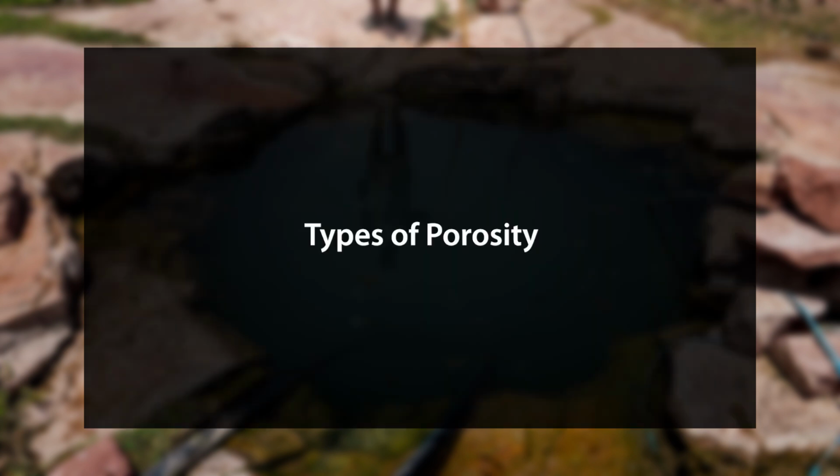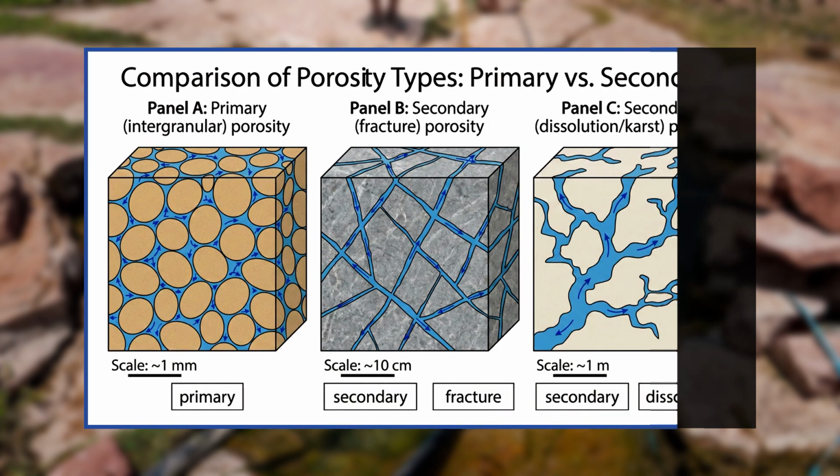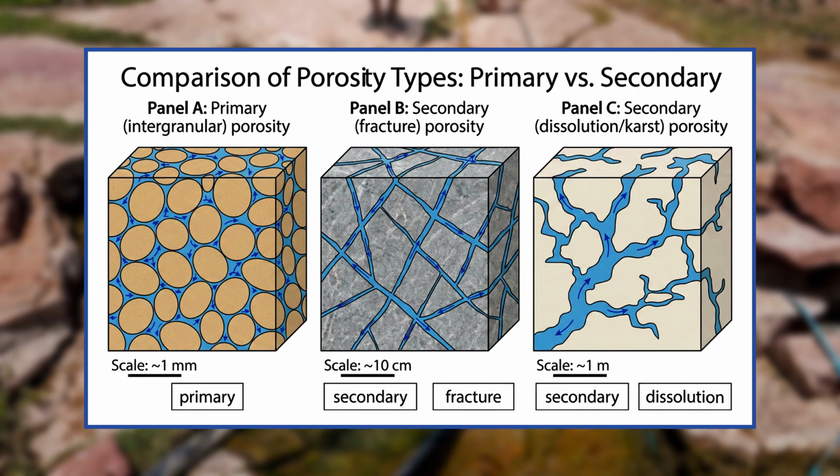Types of porosity. Primary porosity refers to void spaces formed during the deposition of sediment or rock. Example, spaces between sand grains. Secondary porosity develops after deposition owing to processes such as fracturing or dissolution. Examples are caves in limestones.